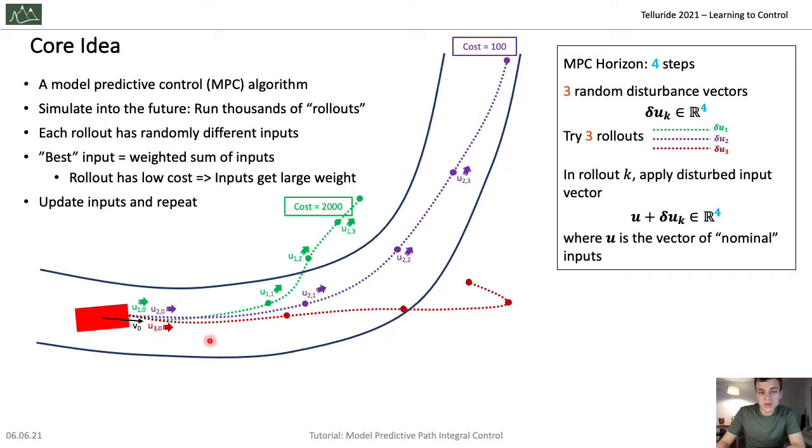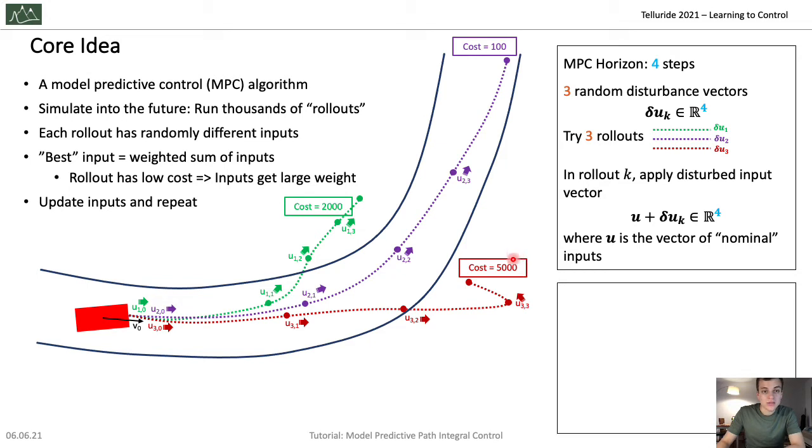The third rollout doesn't look that good. The sets of inputs that make up the third rollout actually produce a very bad trajectory, and we end up in this state. The cost of that rollout is 5,000, so that's very bad.